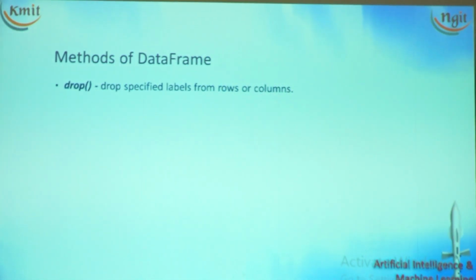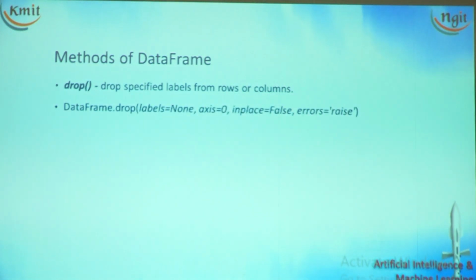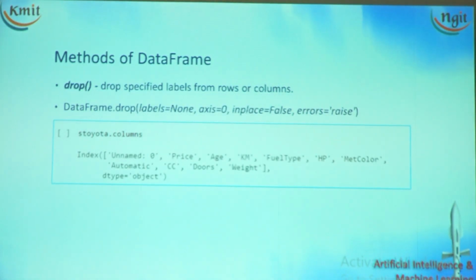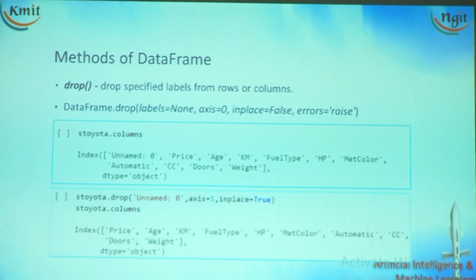Next, drop. As I told, discard the address of the student, discard the father's name, discard this, discard that. So for discarding any row or column, you will use the drop function. Okay, so how would you use this? Drop, unnamed, axis equal to 1, inplace should be true.